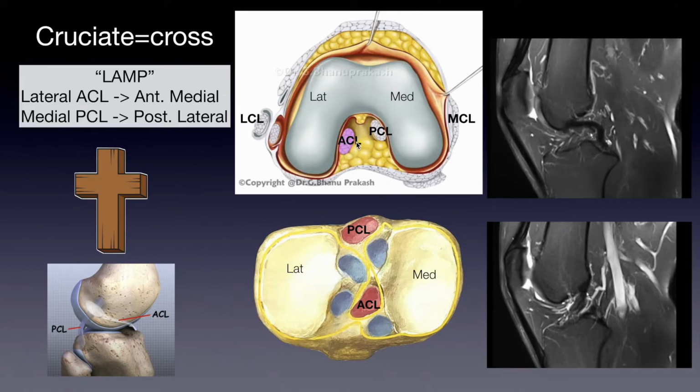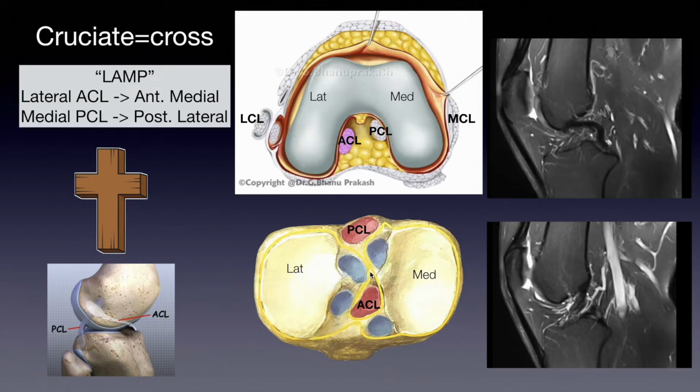Anterior cruciate ligament comes from the lateral part of the posterior surface of the femur. It goes down, crosses, and attaches to the anterior medial surface of the tibia. And the posterior cruciate ligament, PCL, comes from the medial part of the femur, the posterior surface. It crosses and attaches to the posterior part of the tibia, posterior lateral part.